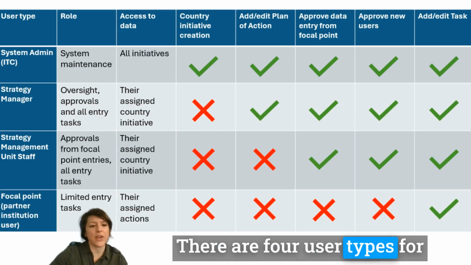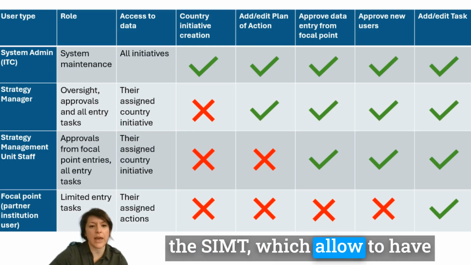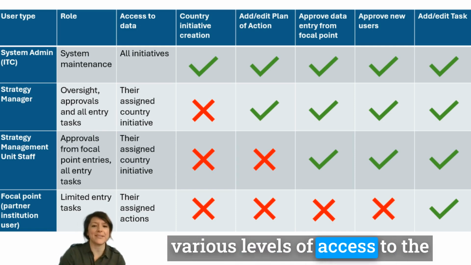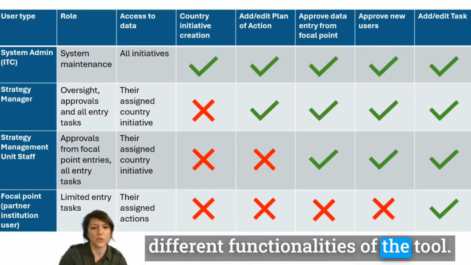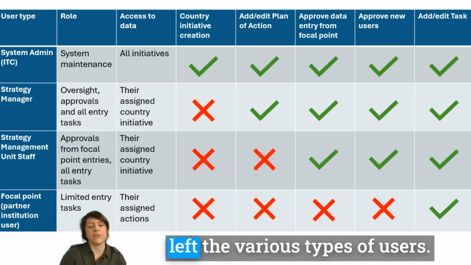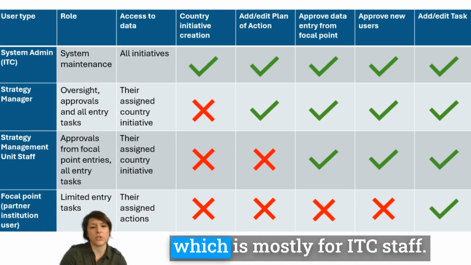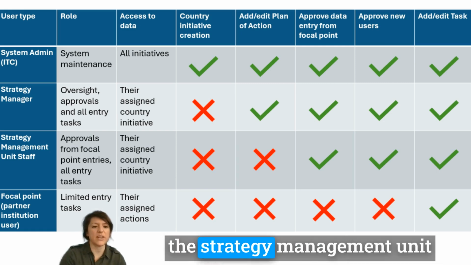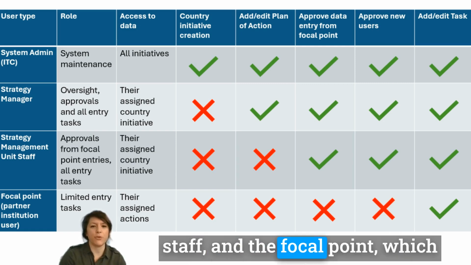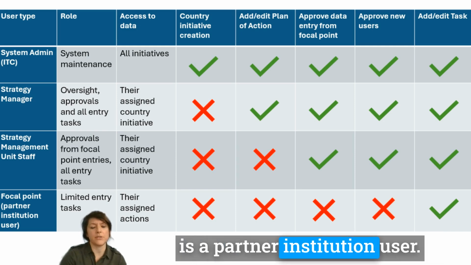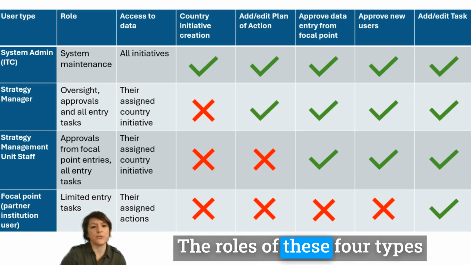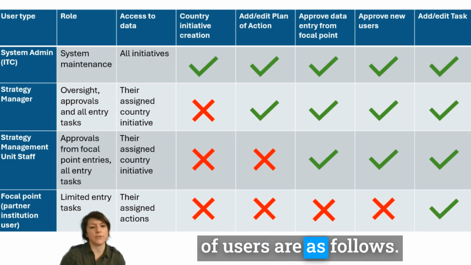There are 4 user types for the SIMT, which allow various levels of access to the different functionalities of the tool. Essentially, you will see on the left the various types of users. We have the system admin, which is mostly for ITC staff. We have the strategy manager, the strategy management unit staff, and the focal point, which is a partner institution user. The roles of these 4 types of users are as follows.